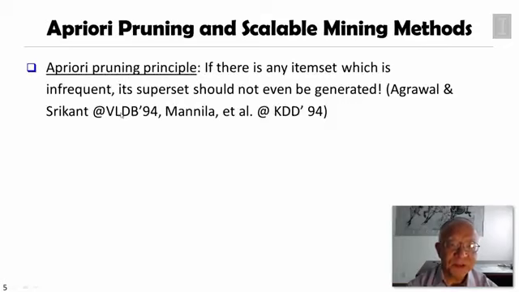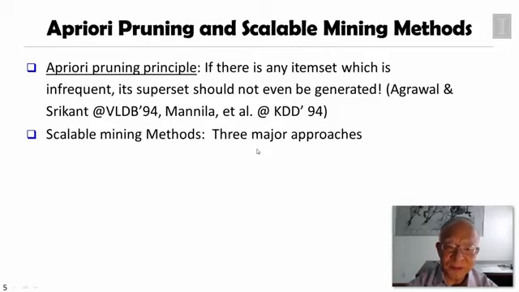The first Apriori pruning principle was discovered by Rakesh Agrawal and Srikant in VLDB 1994. Heikki Mannila in the KDD 94 workshop also generated a similar methodology. The methodology generally says if there's any itemset which is infrequent, then its superset should not even be considered or even generated.